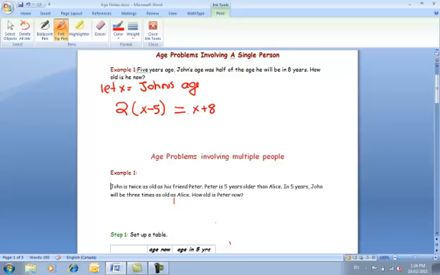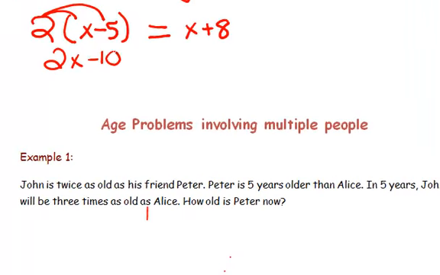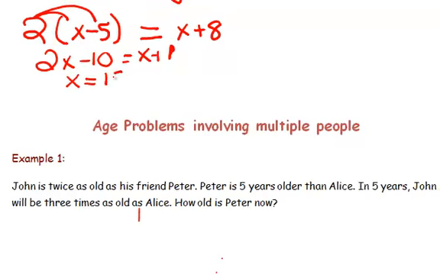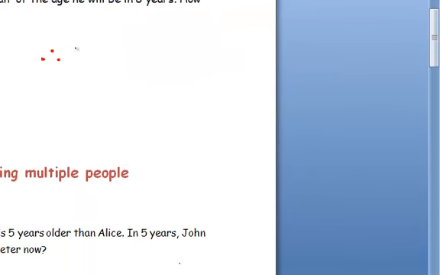Once you're sure you've got it set up, make sure that you distribute if necessary, and then just solve. You're going to get 2x minus 10 equals x plus 8. Subtract x from both sides, and I'm going to get x equals 18 as my final answer. Therefore, John is 18 years old.